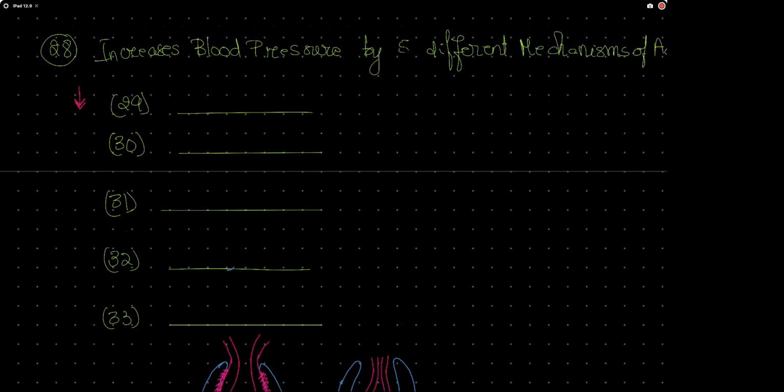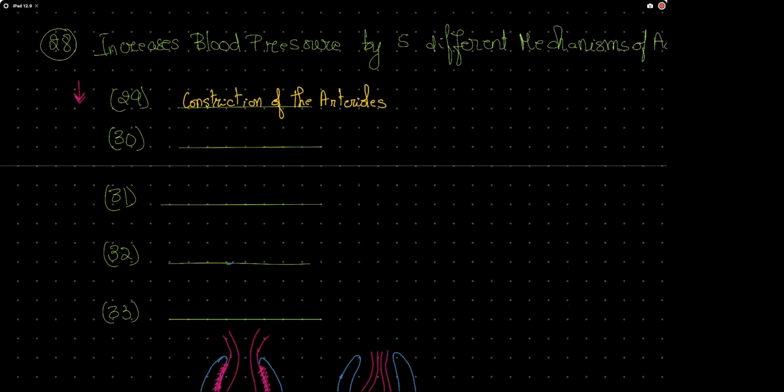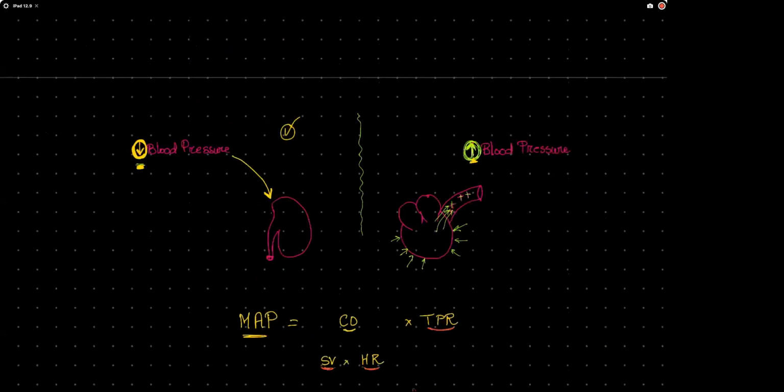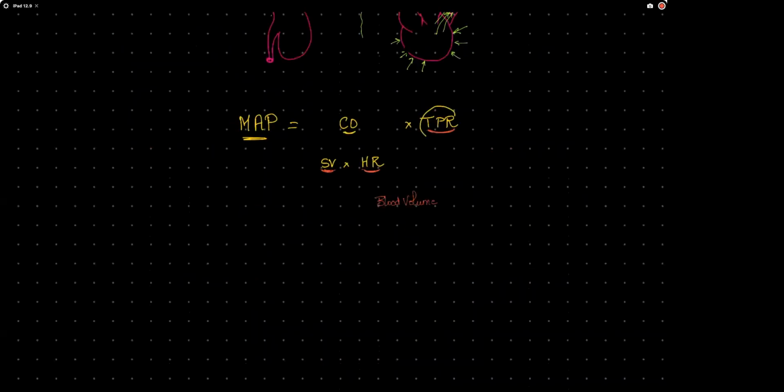It's the arteriolar constriction. It is the constriction of the arterioles. And why is the constriction of the arterioles going to allow me to increase the blood pressure? Because remember, when you constrict the arterioles, you're going to end up increasing the resistance.